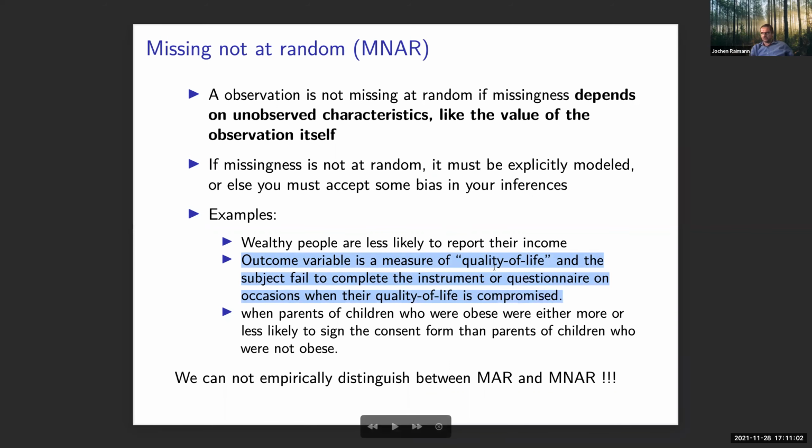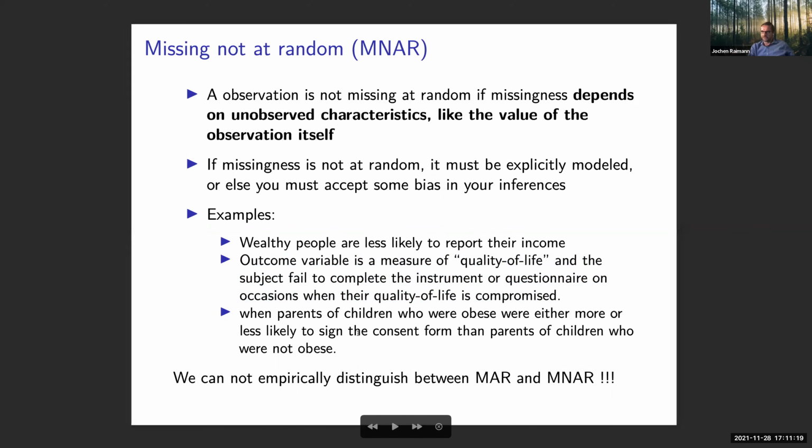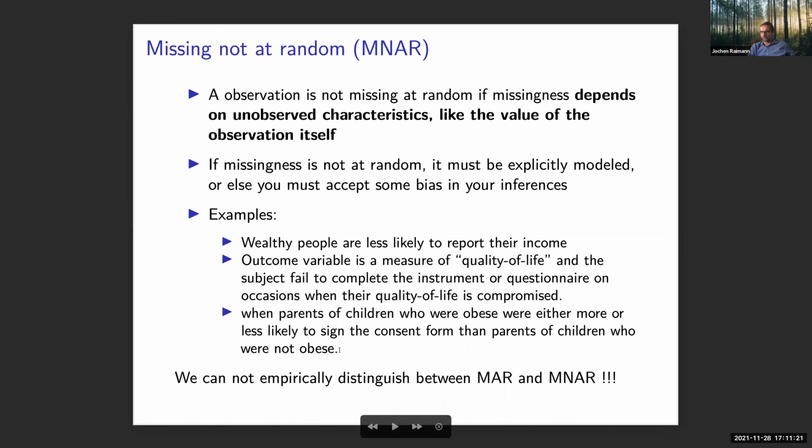Outcome variables are measures of quality of life, and the subject failed to complete the instrument or questionnaire on occasions when their quality of life is compromised. So the quality of life basically renders the patients less likely to fill out the quality of life survey. And parents of children who are obese are either less or more likely to sign the consent form than parents of children that are not obese for participation in a weight loss study or for visit concerning weight loss.